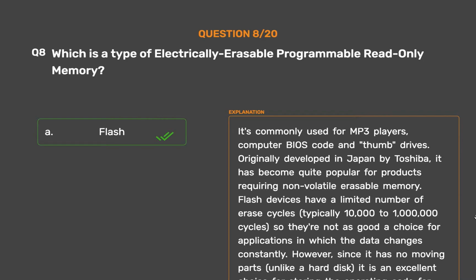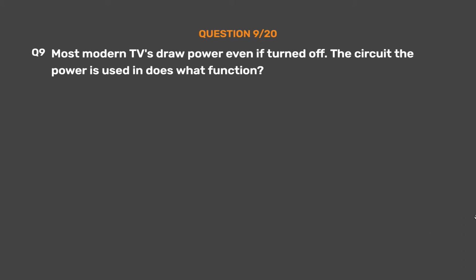However, since it has no moving parts, unlike a hard disk, it is an excellent choice for storing the operating code for small personal electronics like PDAs, cell phones, digital cameras, and the data in items like MP3 players. Question number 9. Most modern TVs draw power even if turned off.